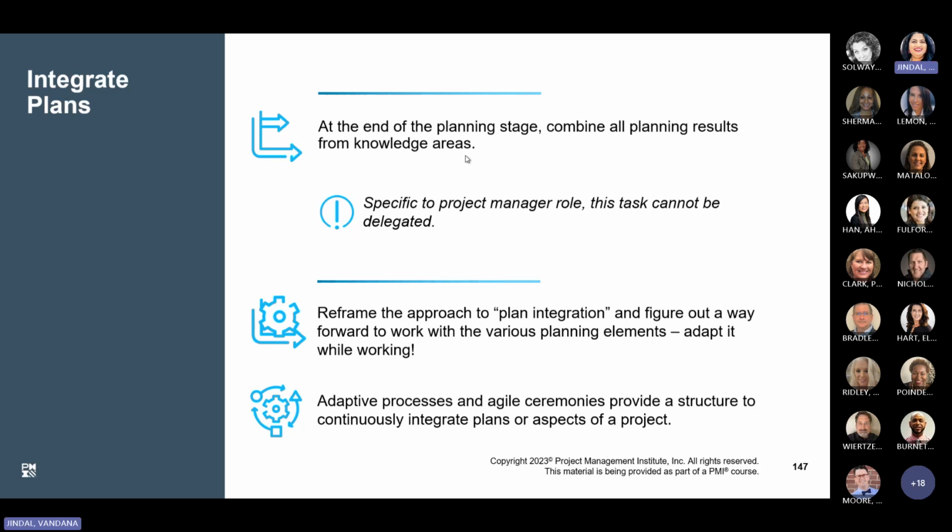So basically at the end of the planning stage, we combine all the planning results from the knowledge areas. And we reframe the approach to plan integration and figure out a way forward to work with the various planning elements. We adapt it while working, and adaptive processes and agile ceremonies provide a structure to continuously integrate plans or aspects of the project.